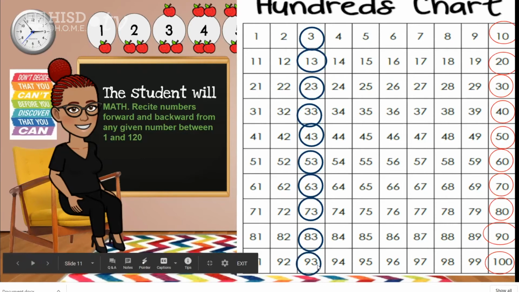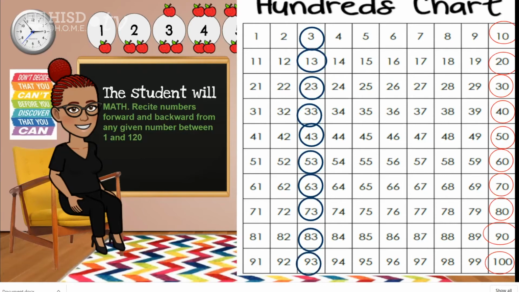93. So if I am skip counting by tens, I start with the number 3 and I have 3, 13, 23, 33, 43, 53, 63, 73, 83, and 93. When I use the 100 chart to skip count by tens, I notice that I can go straight down the column and all the numbers end with the same digit.